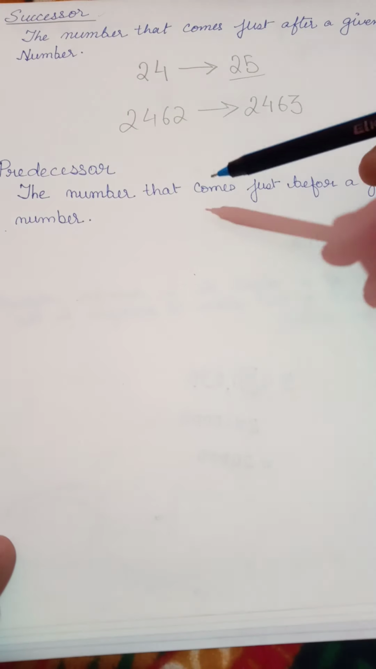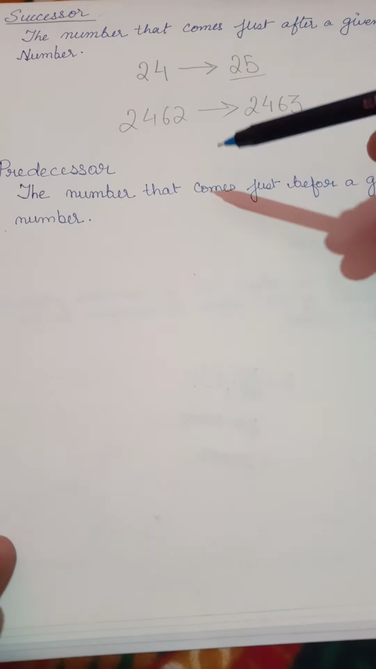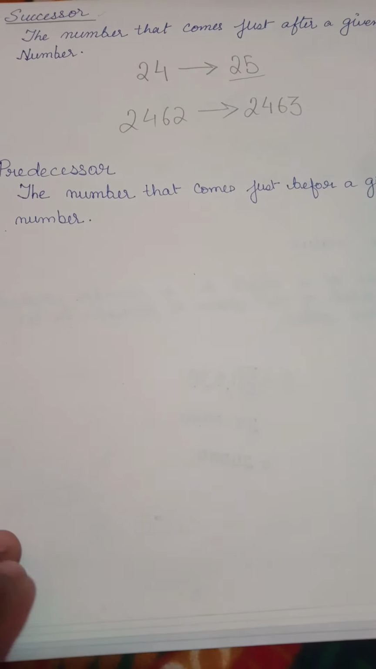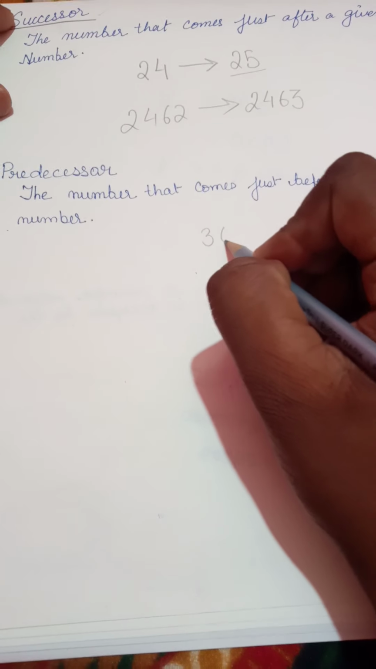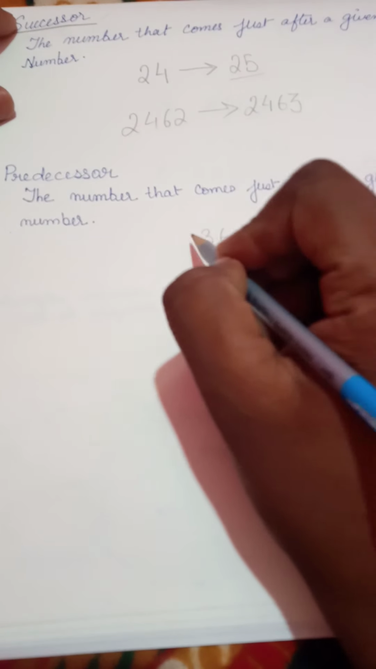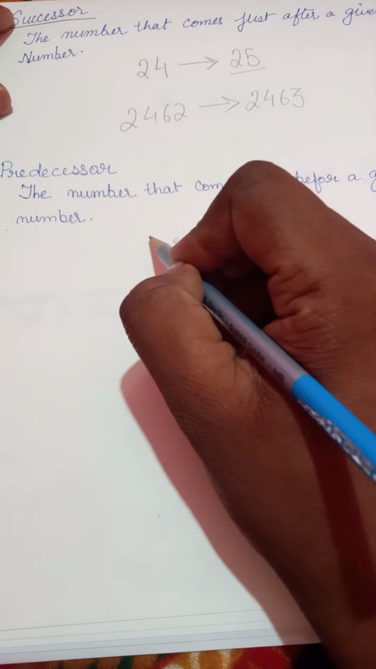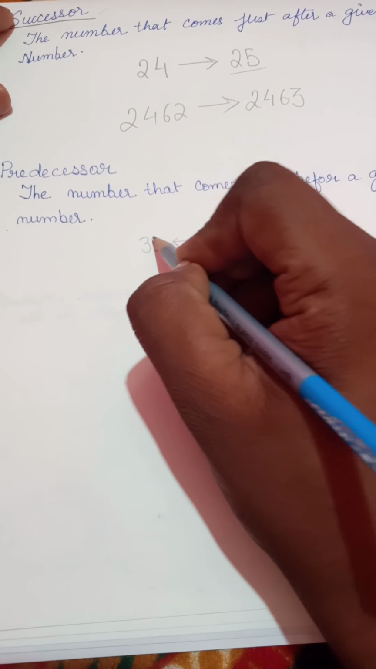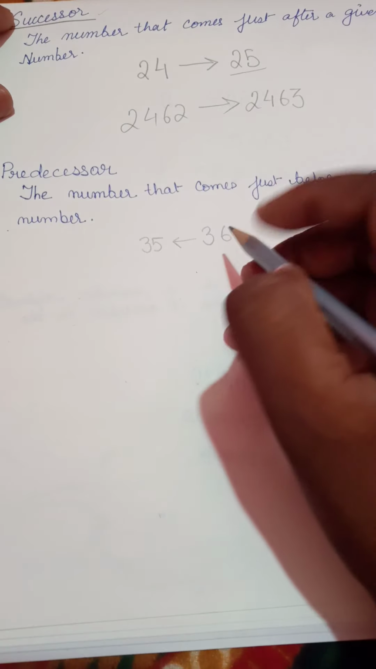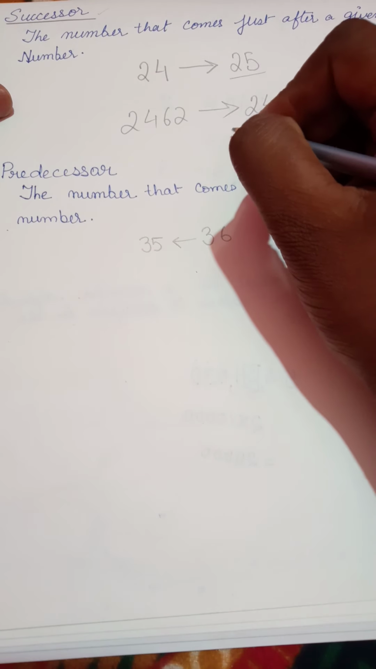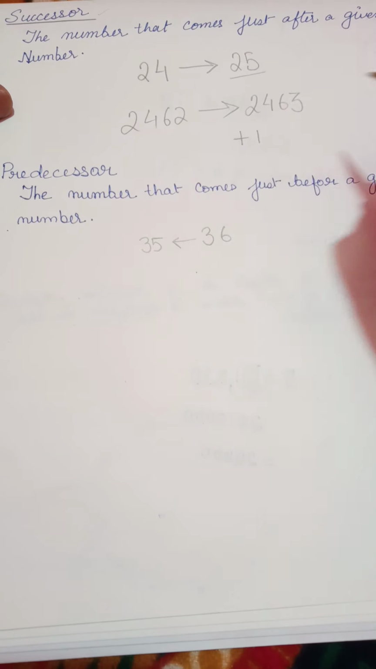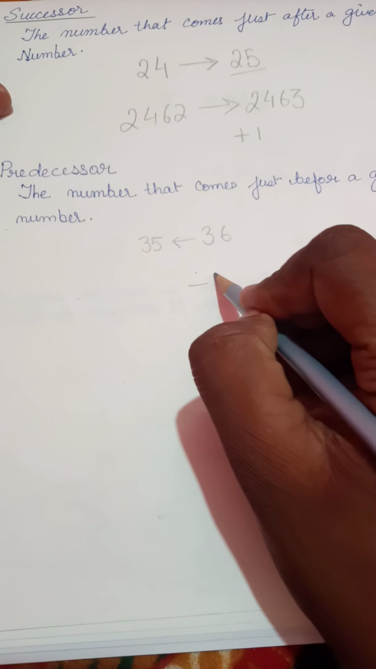Predecessor is the number that comes just before a given number. What does it mean? Suppose 36. The predecessor of 36 is 35, the number just before the number. So overall we can say, when we find the successor, we add 1, and when we find the predecessor, we subtract 1.